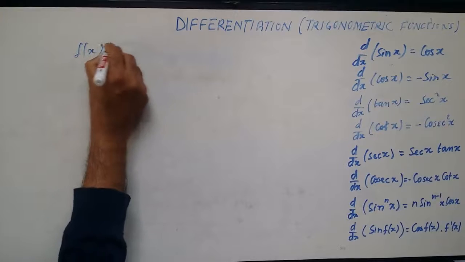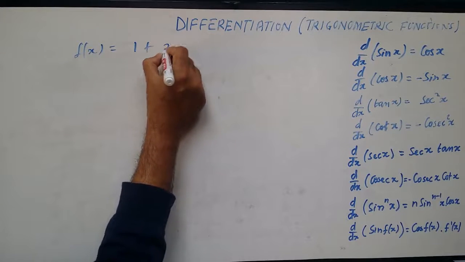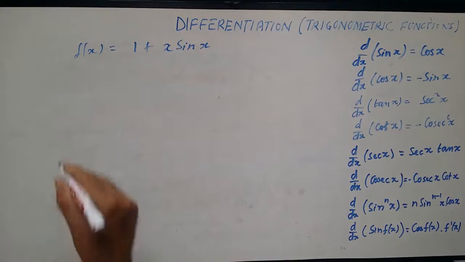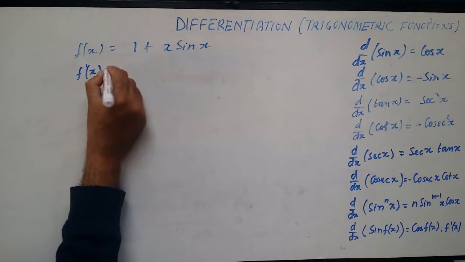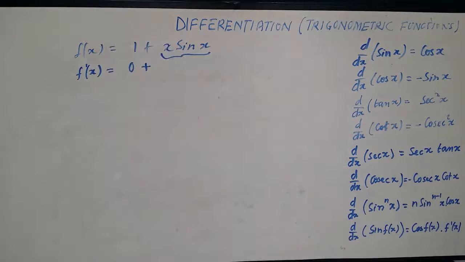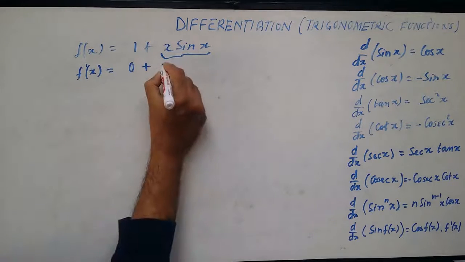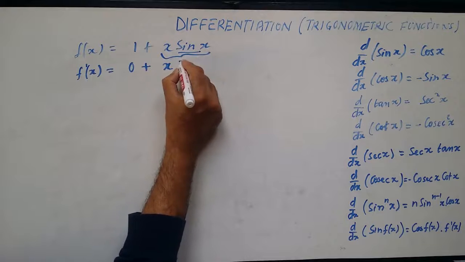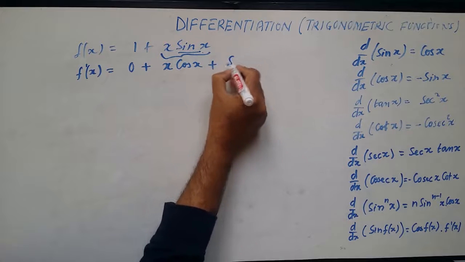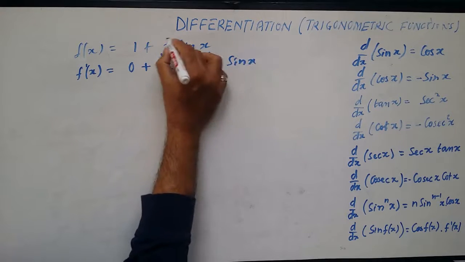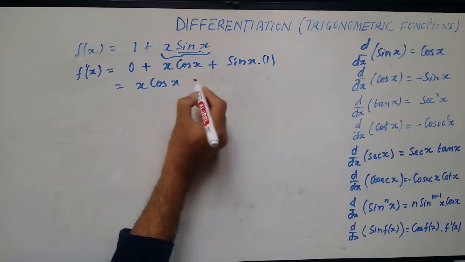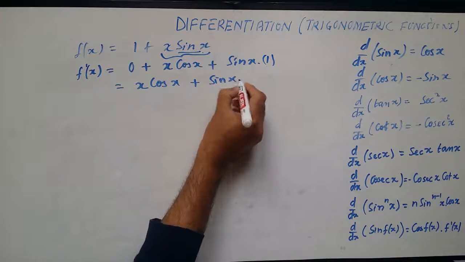Let's say f(x) is equal to 1 plus x sin x. So, differential of that function is equal to, differential of 1 is 0. Now we have a product of two functions. So, as we have done earlier, we take the first function x and take the differential of the second function. So, differential of sin x is cos x, plus the second function, that means sin x, and the differential of x. Differential of x we know is 1. So the answer is x cos x plus sin x.